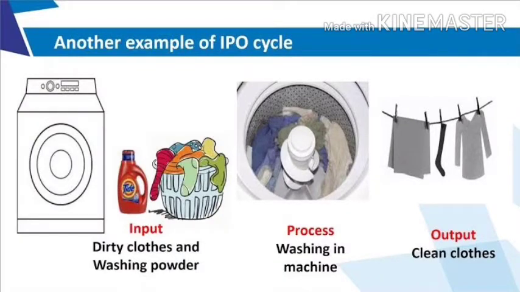So let's take one example of the IPO cycle. Here, dirty clothes and washing powder are the input. And washing these dirty clothes in a washing machine is processing. And finally, what we get is the clean clothes, that is output.